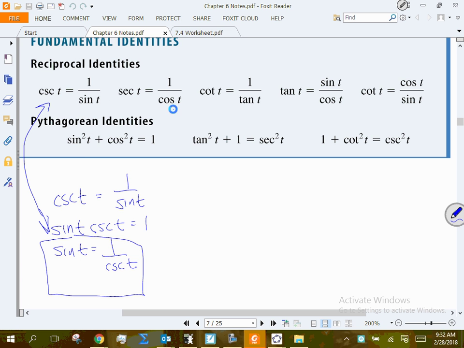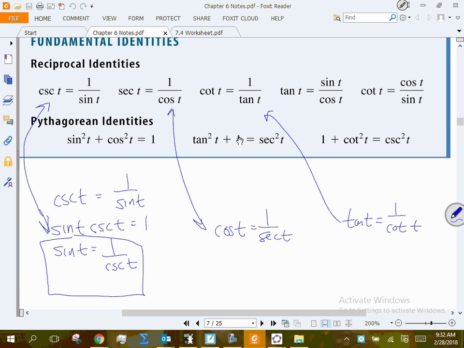Okay. For the same reason, that one can be rewritten as cosine of t is equal to 1 over secant of t. That one there, tangent of t, can be written as 1 over cotangent of t. And then the two on the right are just alternate versions of looking at tangent and cotangent as sine over cosine, and then the reciprocal. Those are things that might be useful later on.